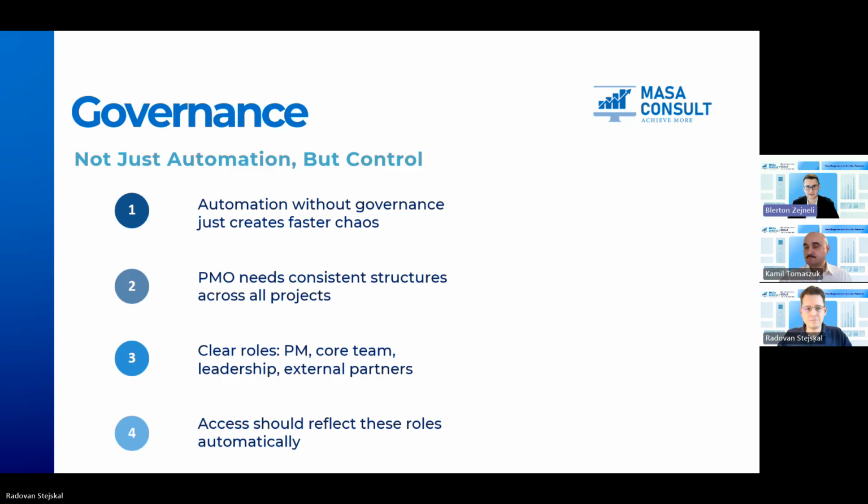Now, when we speak about automations, we all know it's great. It's saving a lot of time, and it is really helping our teams to deliver faster and more accurately. But if we automate a bad process, it is just creating faster chaos. So for PMOs, we always believe that governance is just as important as speed itself, especially when you have dozens or hundreds of projects. You always need a consistent structure. You need the same sheets, the same dashboards, the same way risks and decisions are tracked, and not all over the place.